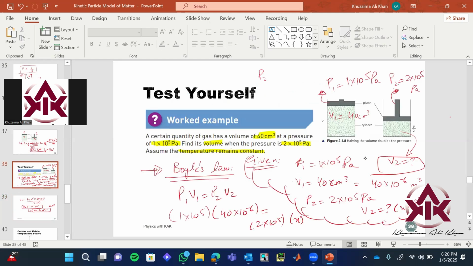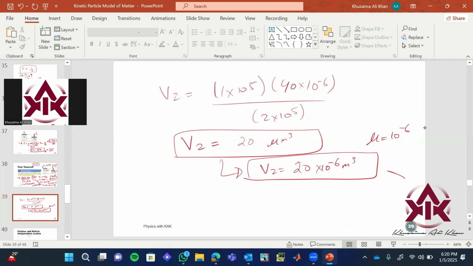Over here P2 is 2 times P1, right? So logically the V2 should be half of V1. It should be 20 centimeter cube. So this is the exact thing you're getting over here, that is 20 centimeter cube, right?